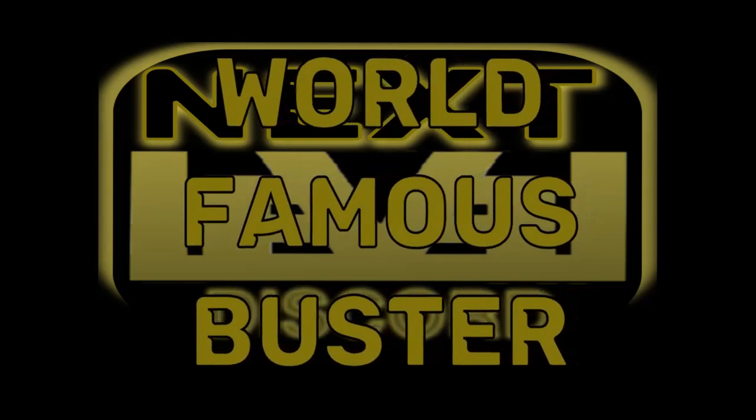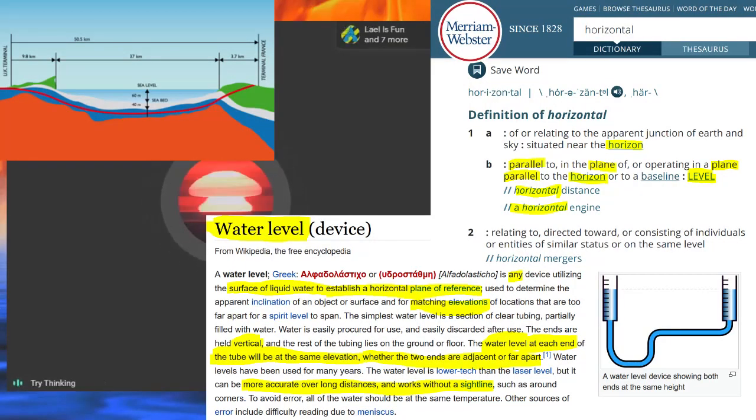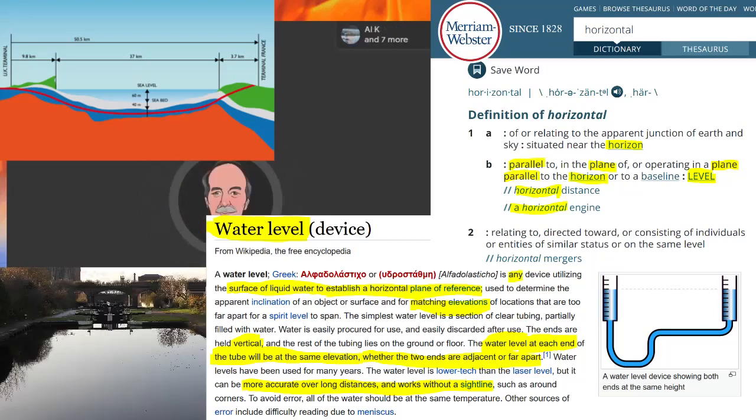Do you understand how a water level works? You understand that when you have a horizontal plane of reference, based on the top of the columns of water, correct? Yes. Great. So if one column of water is higher than the other, what happens? It equalizes, doesn't it? Correct, because they have to reach equal gravitational potential. And a horizontal plane of reference, right, Bob?